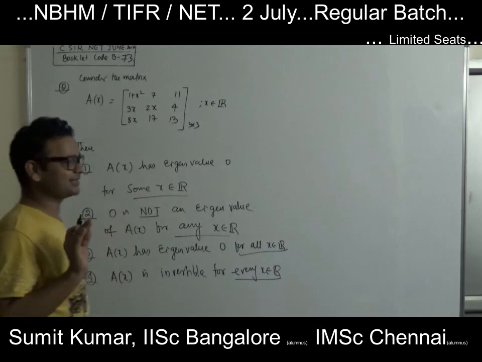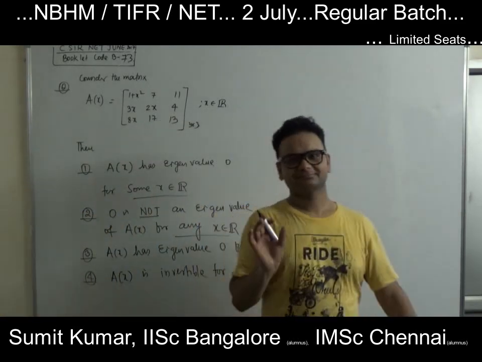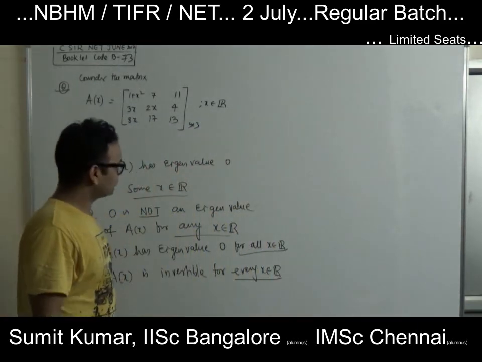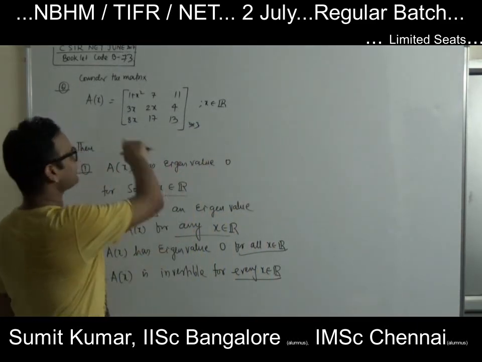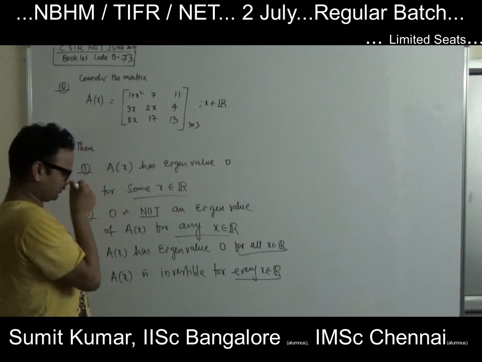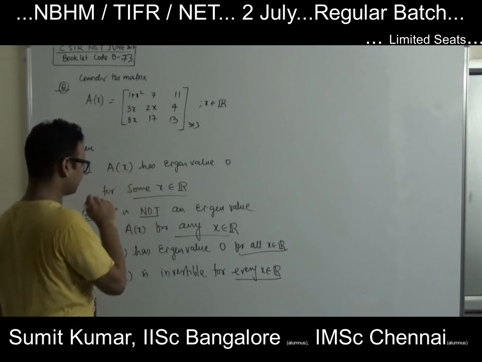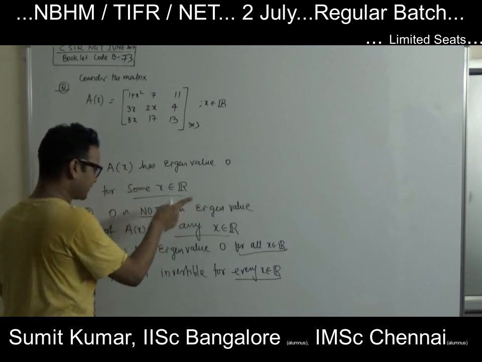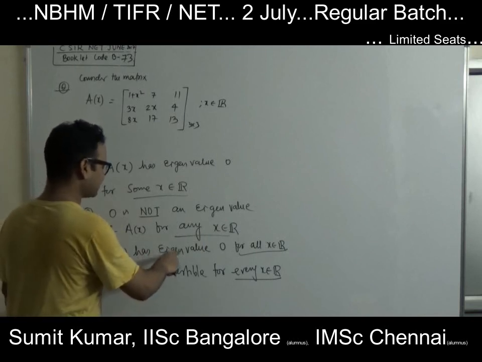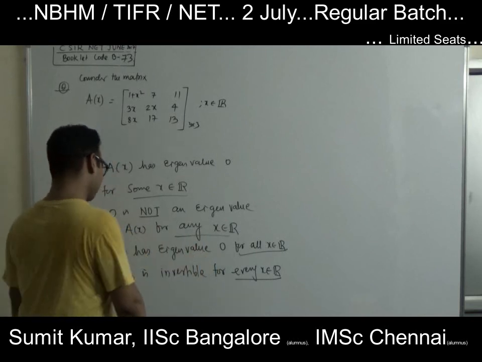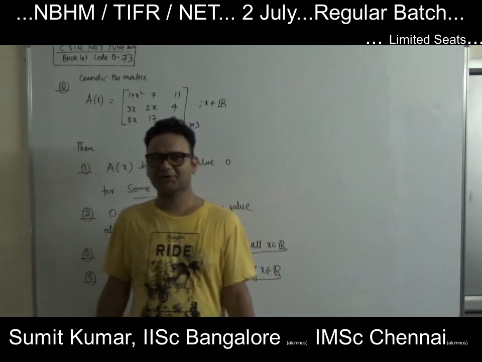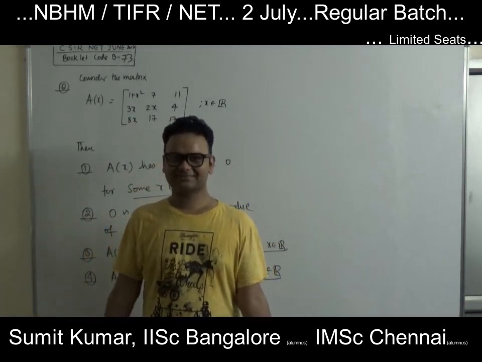These are certain keywords you should understand. So let me go again. A(x) is this. A(x) has eigenvalue 0 for some x means can you find x? How is this going to happen? 0 is not an eigenvalue of A(x) for any x, but for all x. A(x) has eigenvalue 0 for all x. A(x) is invertible for every x. So all options seem the same.